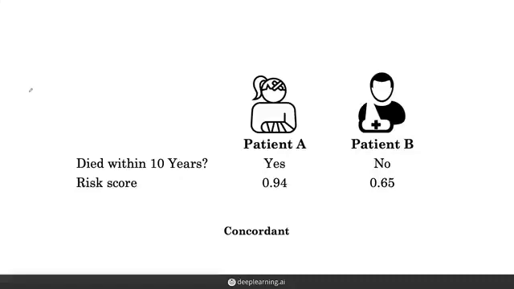In general, when the patient with the worst outcome has the higher risk score, this pair is called concordant. Now, when the patient with the worst outcome, as patient A, does not have a higher risk score, the pair is called not concordant. With that information, let's try to determine whether the following pair is concordant.